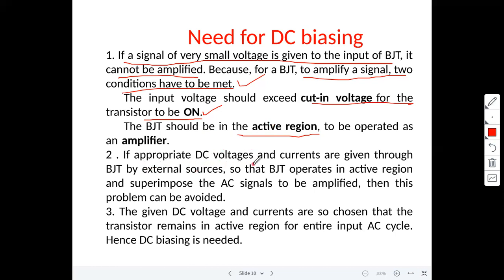If appropriate DC voltages and currents are given through the BJT by external sources, so that the BJT operates in the active region, and we superimpose the AC signals to be amplified, then this problem can be solved or avoided. The given DC voltages and currents are so chosen that the transistor remains in the active region for the entire input AC cycle. Okay, for this purpose, we require DC biasing.